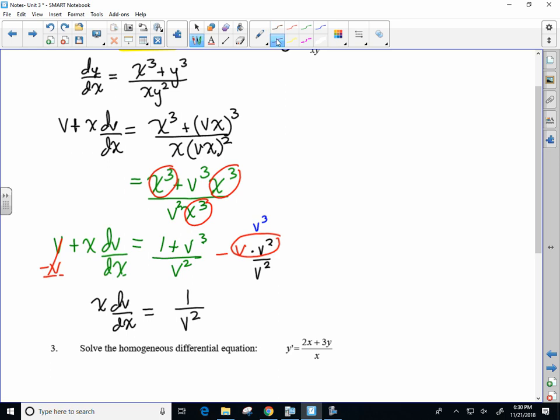All right, so clean it up. X is to the left. I'm sorry, to the right. V is to the left. V squared dv would be equal to 1 over x dx.